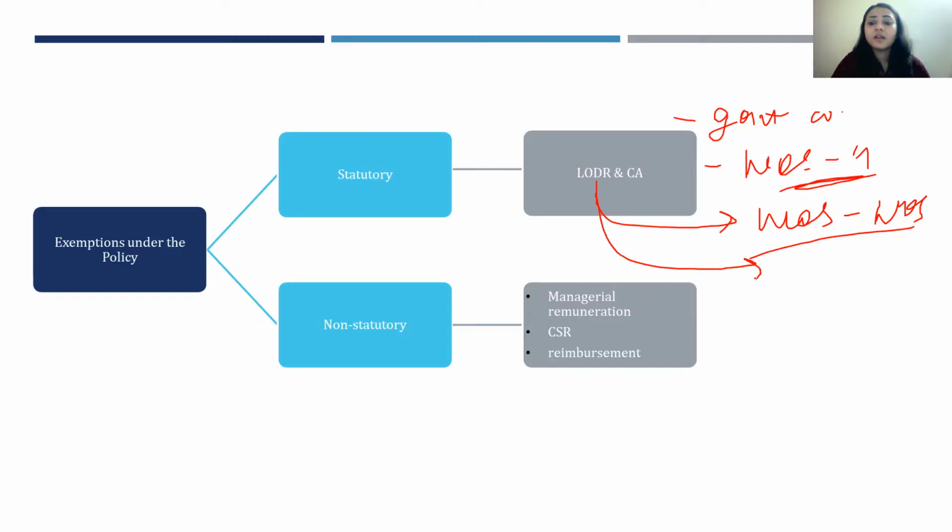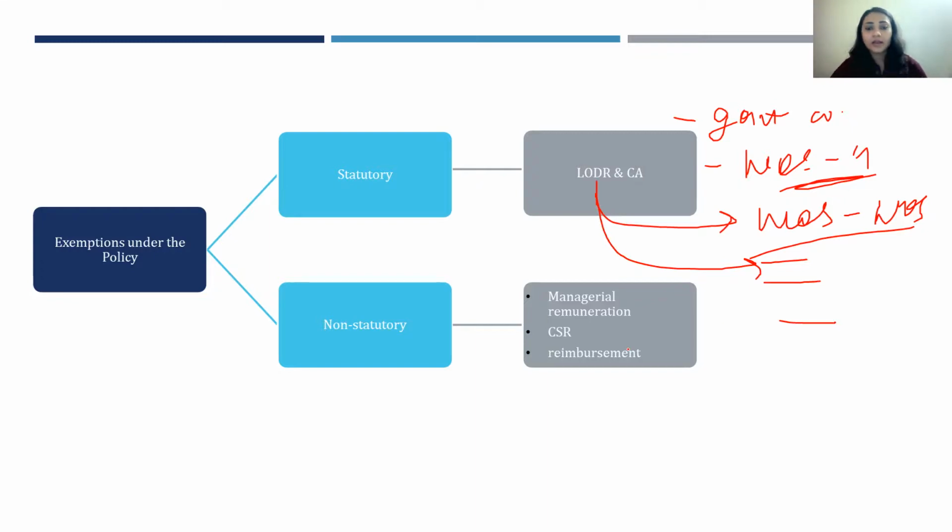And in the LODR, other exemptions have also been laid down, which are preferential issue, and corporate actions where dividend is being paid, actions which place all the shareholders at the same level, where there's no option of preferring one, and there's no burden on one and benefit on the other. So those exemptions have been provided in the LODR.